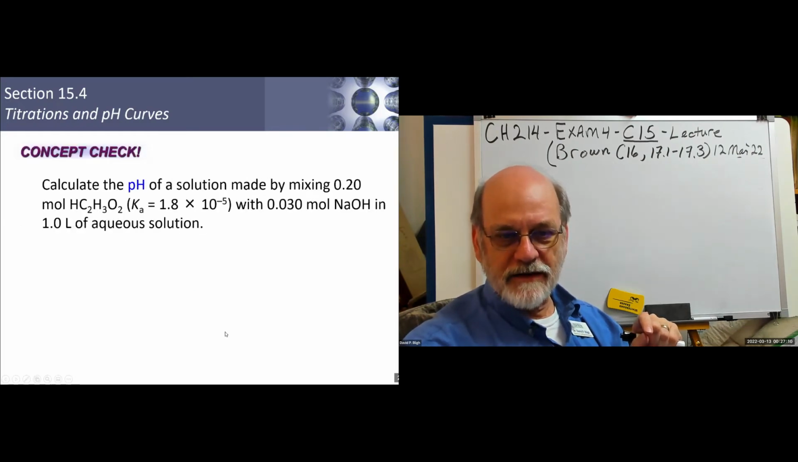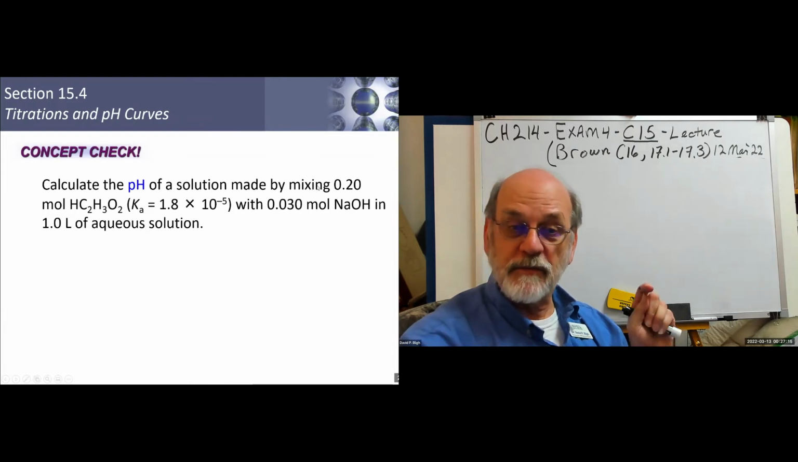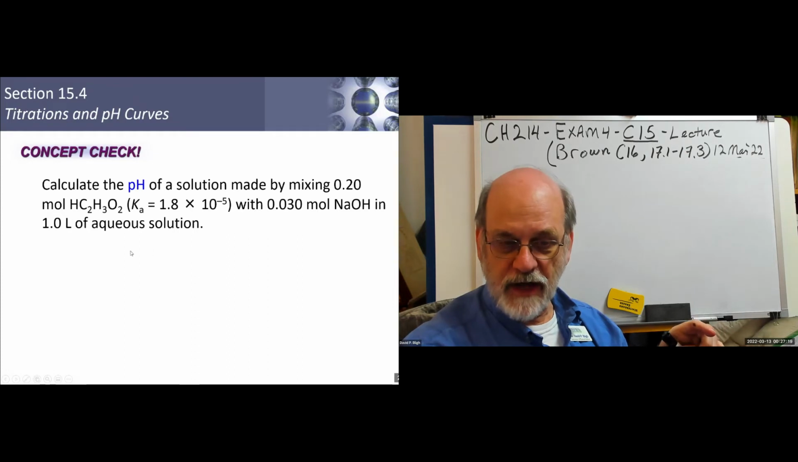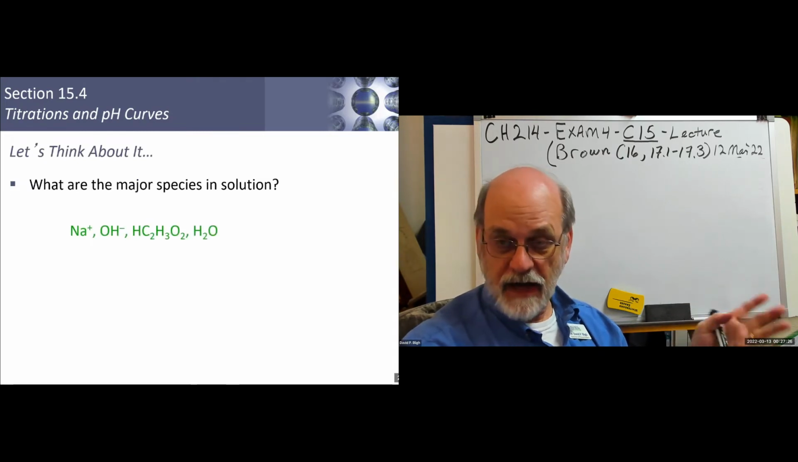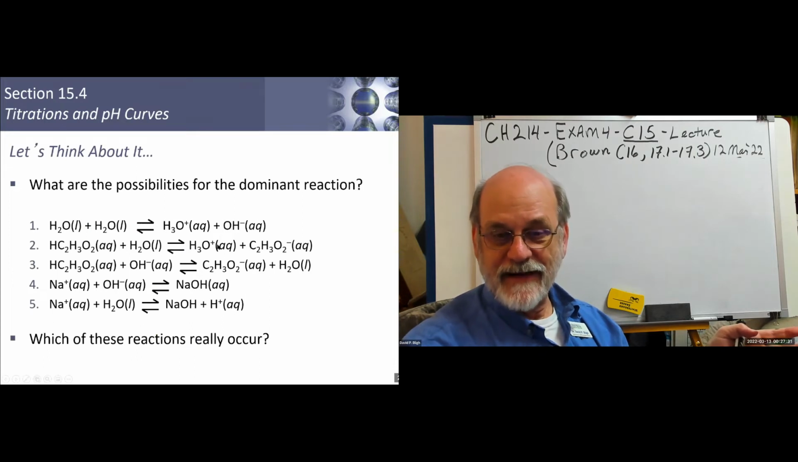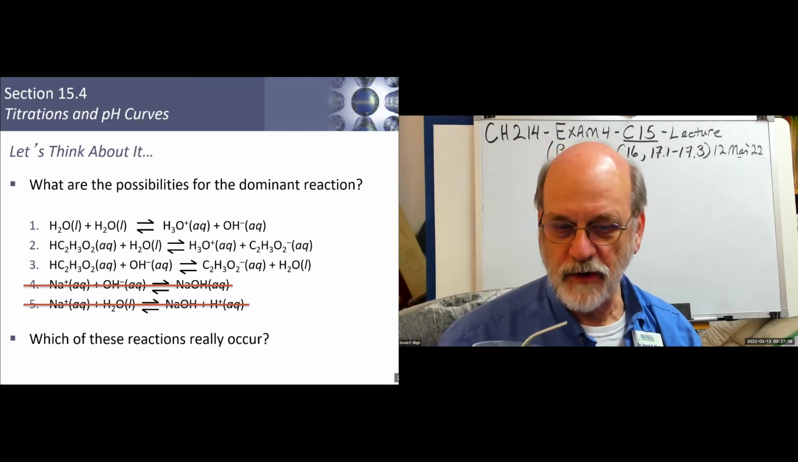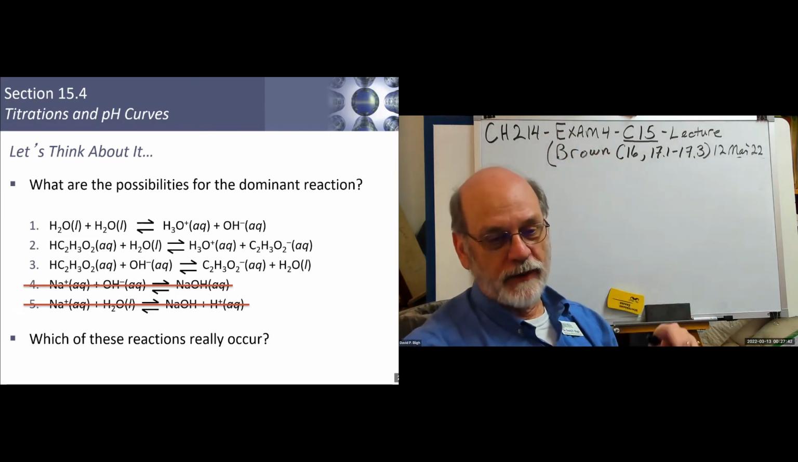But now we're going to look at the pH of this solution made by mixing 0.2 molar acetic acid and 0.03 molar sodium hydroxide in 1 liter of solution. Okay, major species, obviously. Okay, these are the possibilities. These last two go out basically because they're not chemical. They will not occur. Let me put it that way.